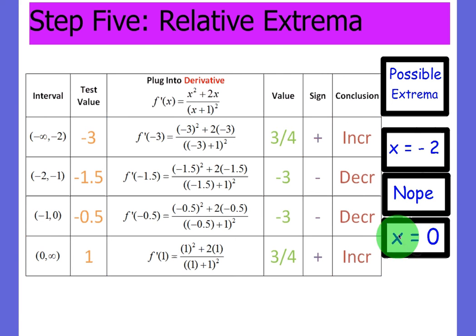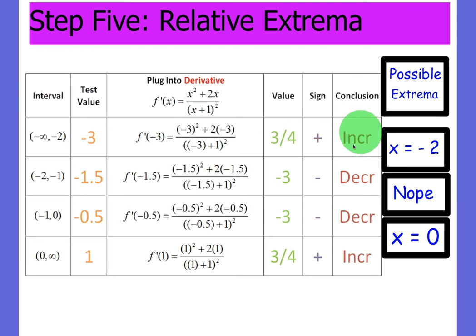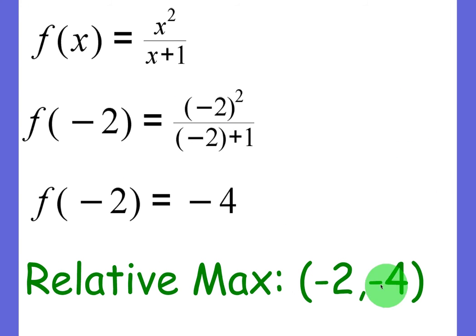So we'll be plugging these back into our original function to see if in fact we get a point back. So we plug in negative 2 back into the original, and we get 4 over negative 1, which is negative 4. Since it went from increasing to decreasing, that will be a relative max at negative 2, negative 4.